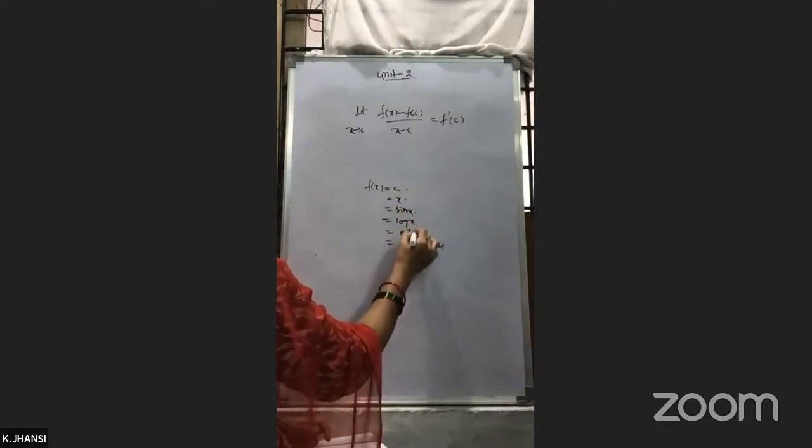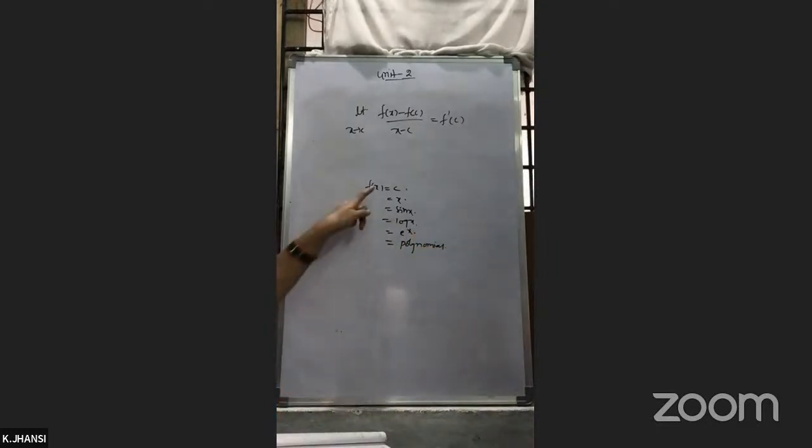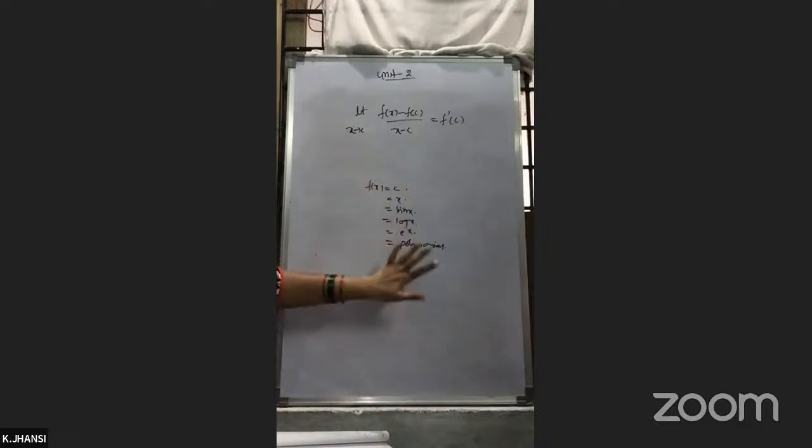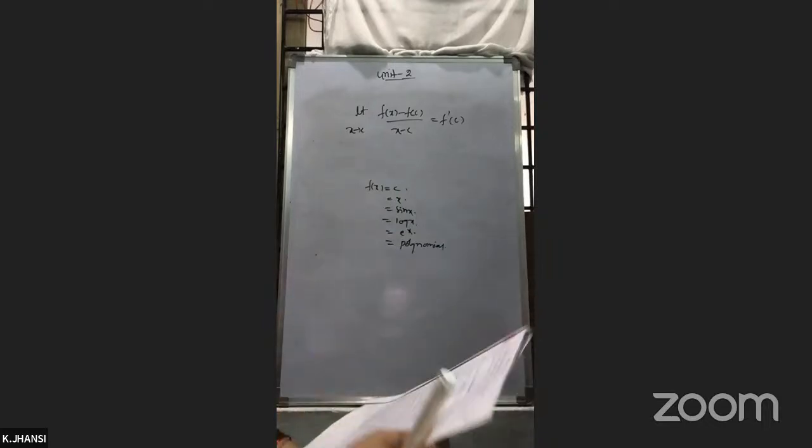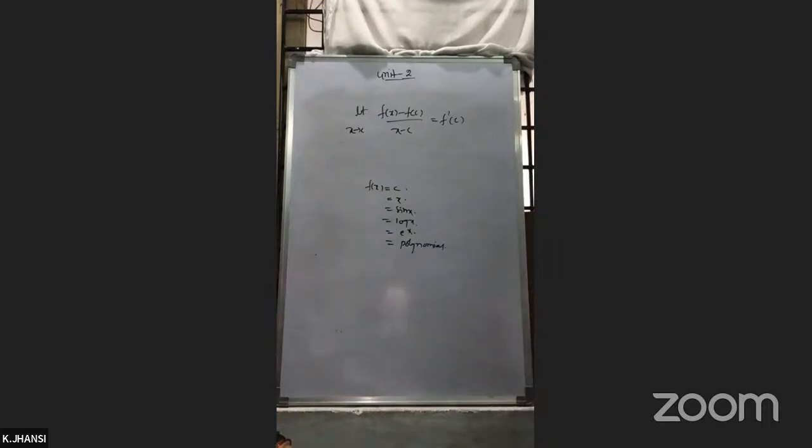1, 2, 3, 4, 5, 6. So these 6 types of functions are always differentiable in their domains. These are continuous and also differentiable functions. And one more theorem is very important in this unit, unit 2: every differentiable function is continuous.